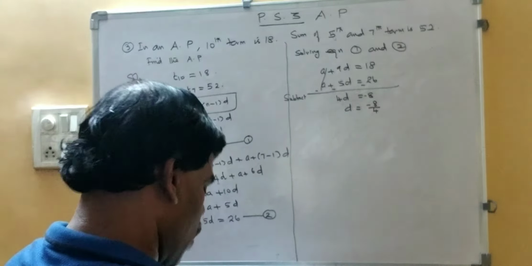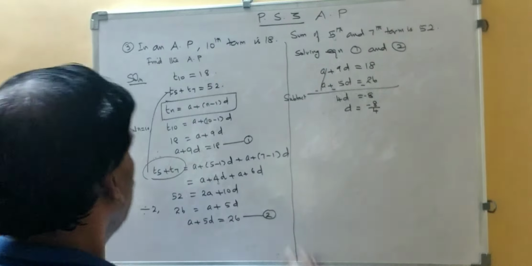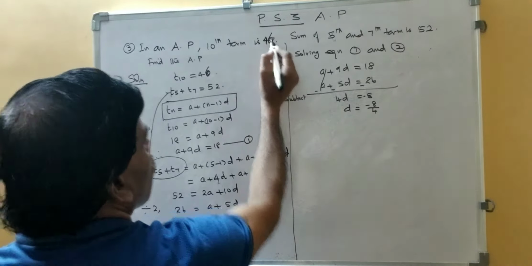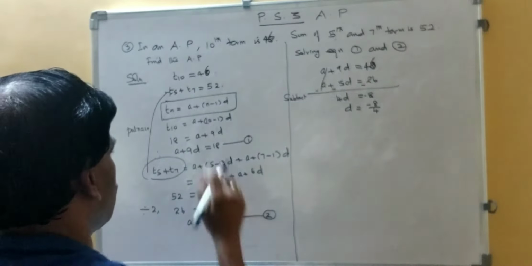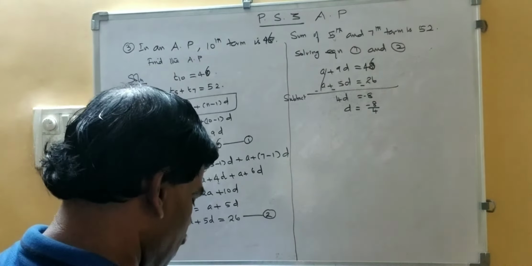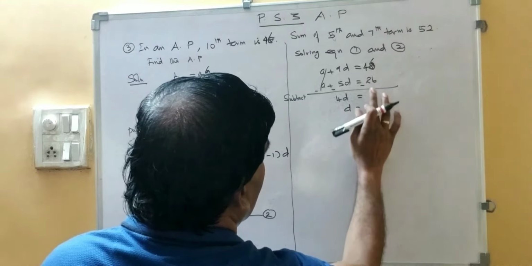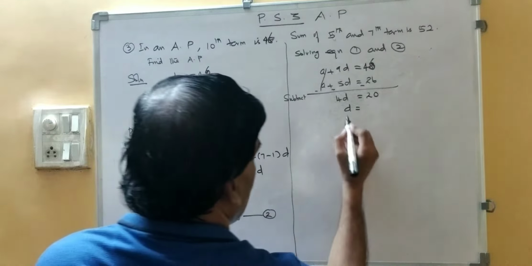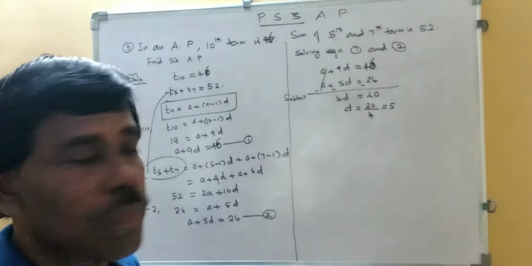A plus 9D equal to 46. Oh, sorry, this is 46. I have copied wrongly. A plus 9D equal to 46. A plus this equal to. So, what you will get? You will get 20. Therefore, D equal to 20 upon 4, which is equal to 5.